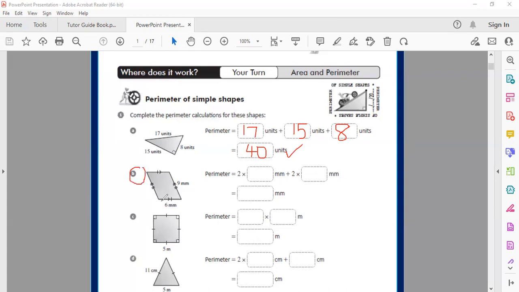Now, how about number 2? Okay. What is the perimeter of this shape? Do you know what's the name of this shape, first of all?